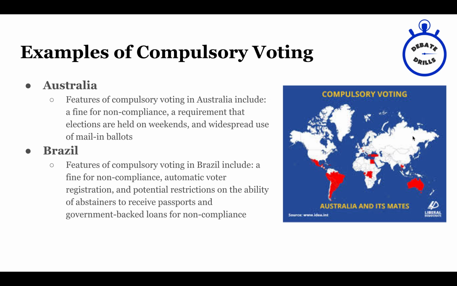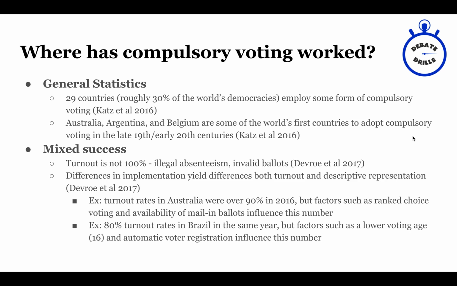Whereas in Brazil, features of compulsory voting include a fine for non-compliance, automatic voter registration, and potential restrictions on the ability of abstainers to receive passports or government-backed loans if they choose not to vote. Obviously the two penalties implemented are very different, which has an effect on not only how it's implemented, but how these rules are followed, which we'll talk about more later on.